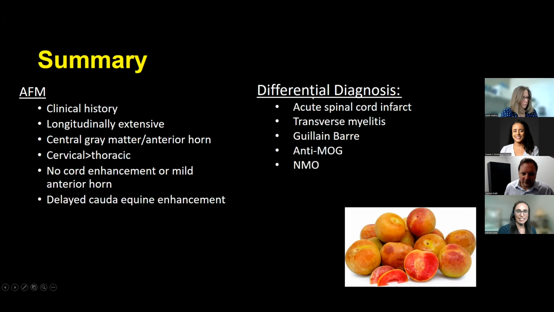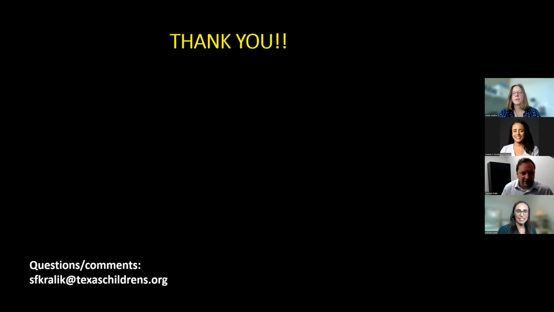For the differential diagnosis, here are a couple of major ones: acute spinal cord infarct, transverse myelitis, Guillain-Barré, anti-MOG, NMO. Sometimes we also see a very similar pattern, especially with Guillain-Barré, from West Nile virus. And poliovirus is the one that classically you hadn't seen for many, many years, but can show that anterior horn involvement as well. So that might be something we need to think about more recently, as we've heard about recent cases of polio, which could have a very similar pattern to AFM. So with that, I'm going to stop and thank you for your attention and have time for questions.